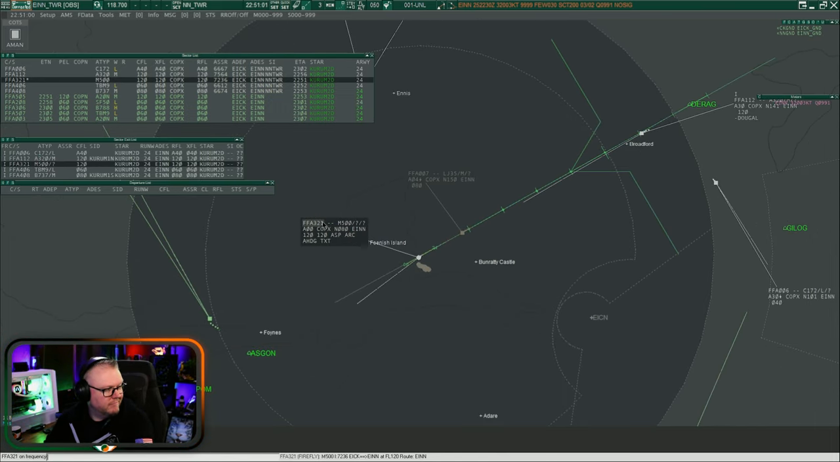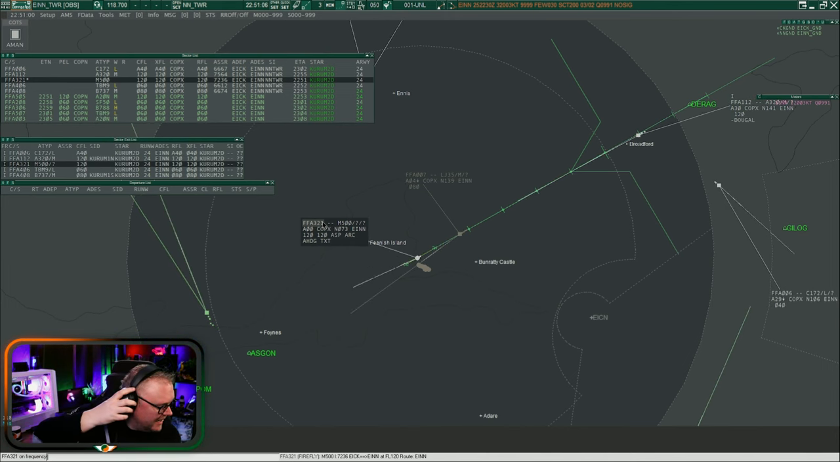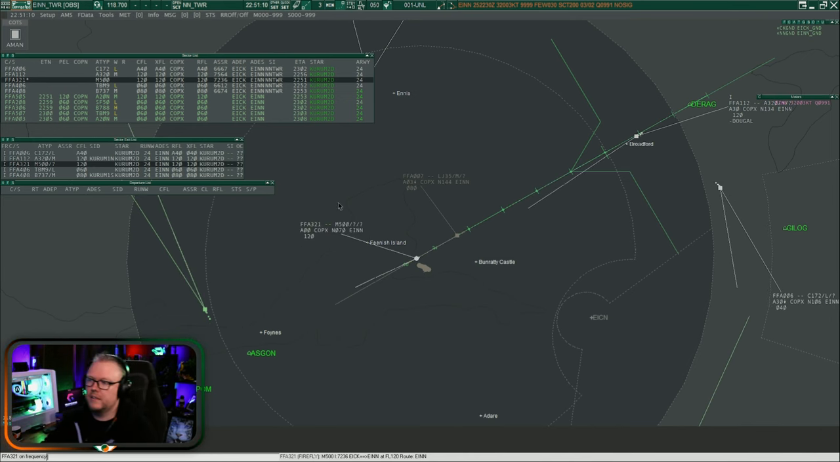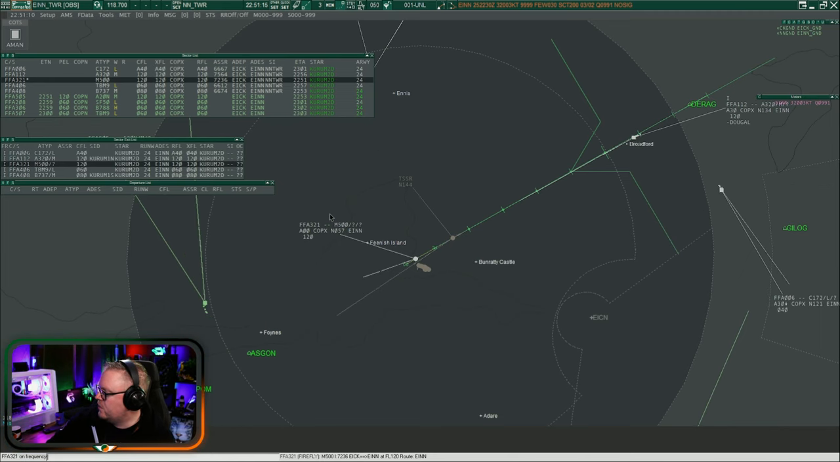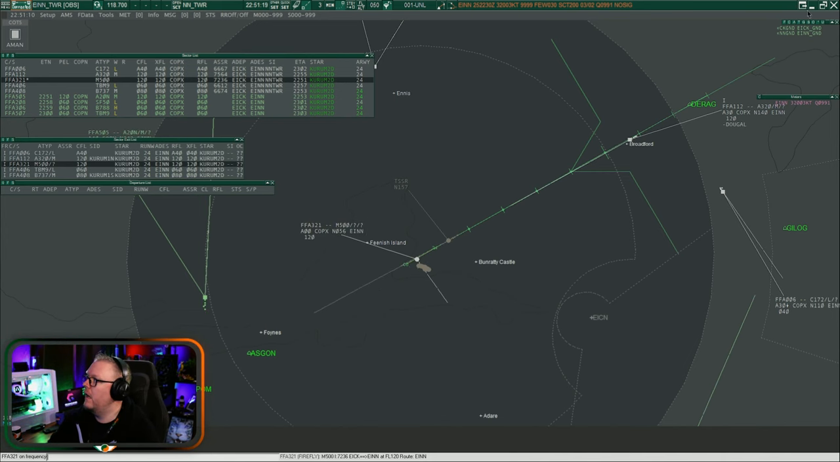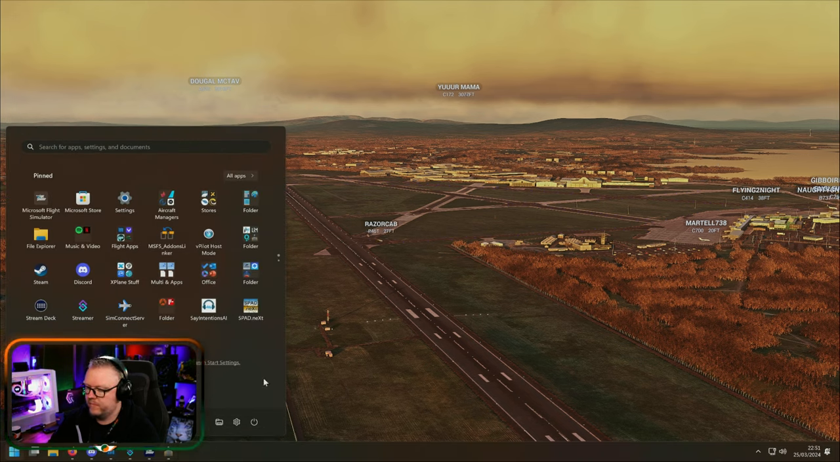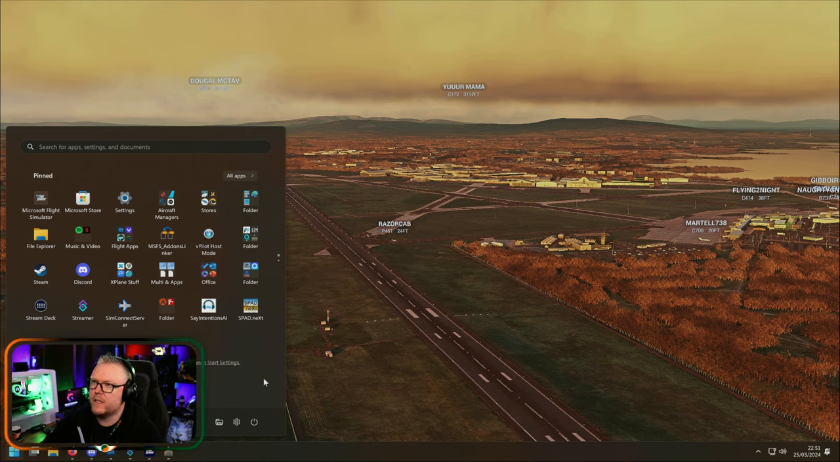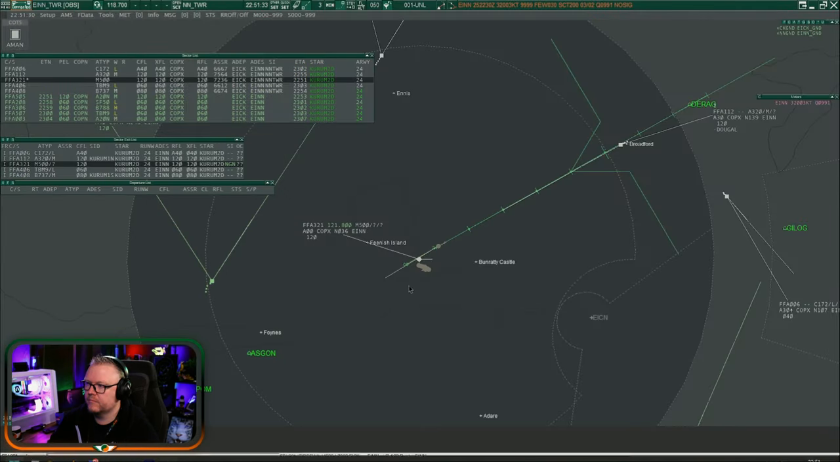Hello, Mr. Two Tone. Firefly 321, vacate Alpha, contact ground 121.8. Uh-oh. Firefly 007, winds 320 at 2 knots, runway 24, clear to land. Clear to land, 24, Firefly 007.